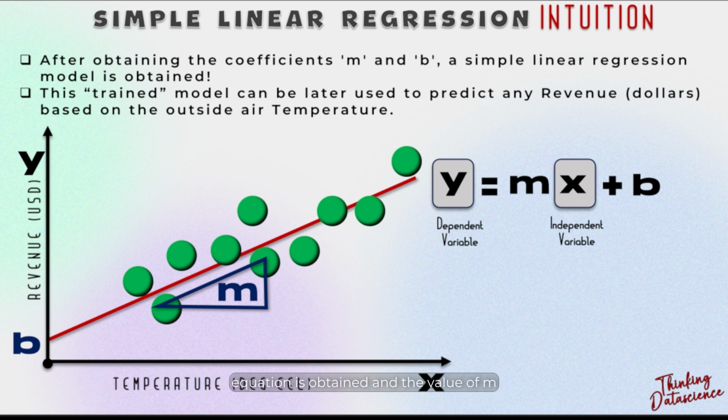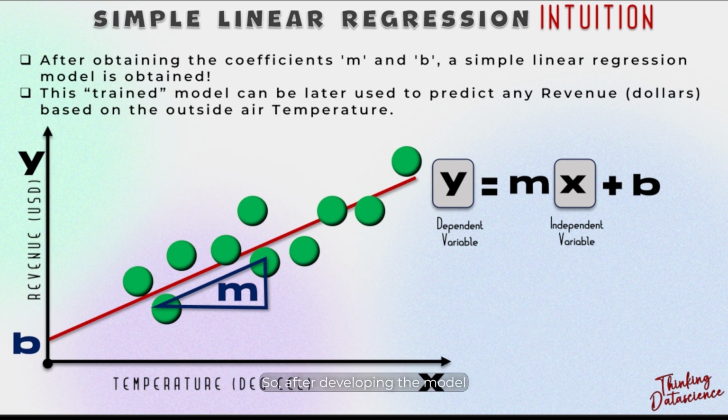Once the equation is obtained and the values of m and b are determined, the trained model can be used to predict revenue in dollars based on outside air temperature. This means that on any given day, if the temperature is measured, for example 45 degrees Celsius, the revenue can be predicted to be $1,000. It is worth noting that the current temperature may not have been encountered by the model before. This is one of the advantages of machine learning. The model is trained on a set of data points to create a fit that can be used for predictions. So this training data is what enables the model to make accurate predictions.